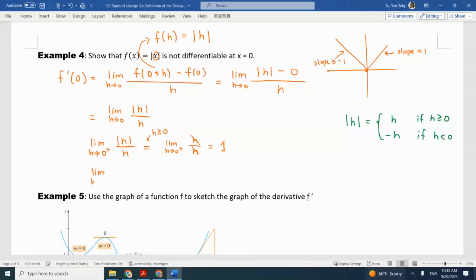And then the other side, because now h is less than 0. What's absolute value of h?